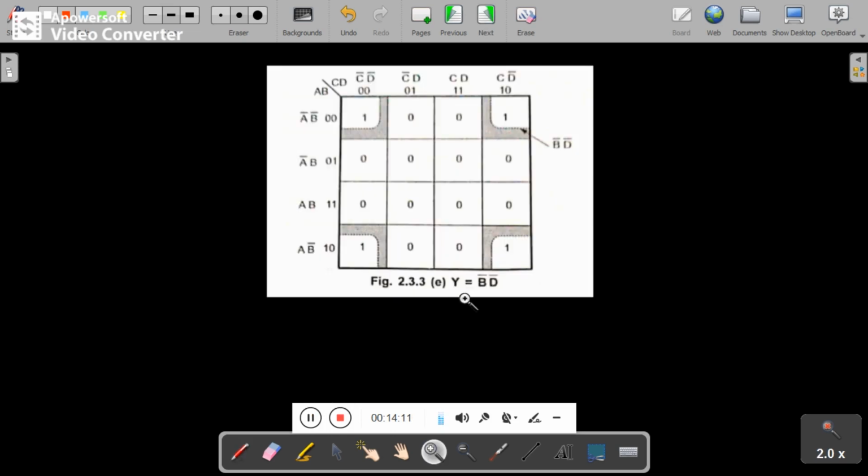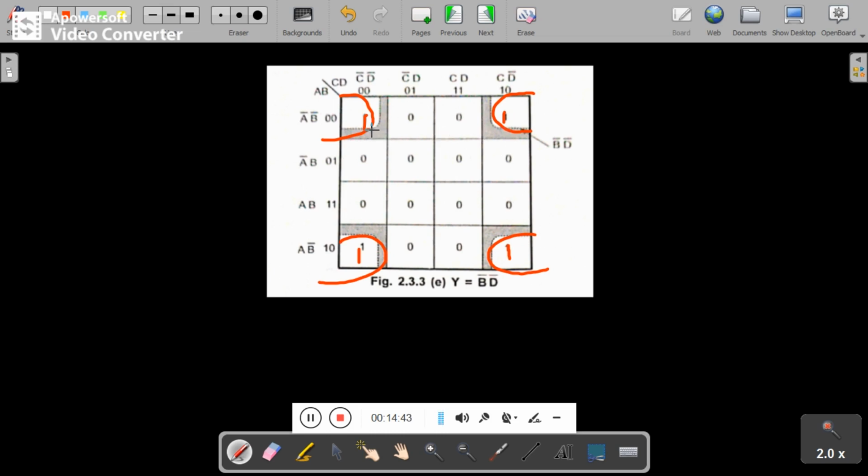We'll see one more example here. Here you can see we have ones in the corner. This is called a corner grouping, ones in the corner. If you see this one, all these cells are adjacent cells. That's why you can make a group of corner ones like this. If only 2 ones are there, you can make a group of 2 ones. If 4 ones are there, you can make a group of 4 ones. In this case, we are making a group of 4 ones. All corner ones you can group.